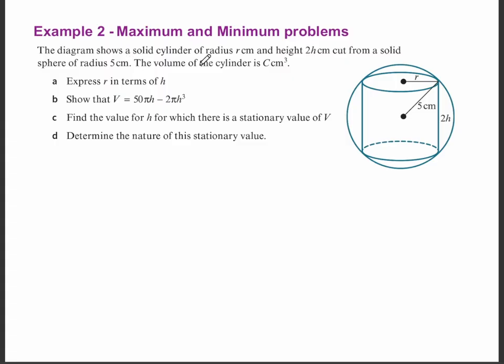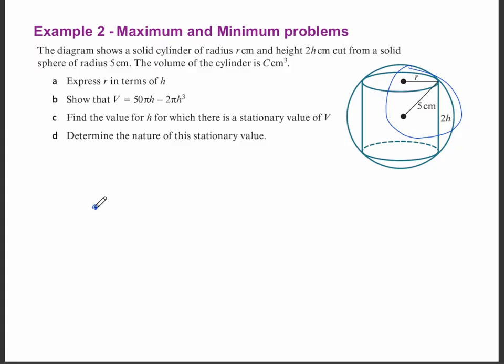Next, the diagram shows a solid cylinder of radius r and height 2h cut from a solid sphere of radius 5. The volume of the cylinder is C cm³. Express r in terms of h first. So if you can just zoom into this thing right here, we have something like this.